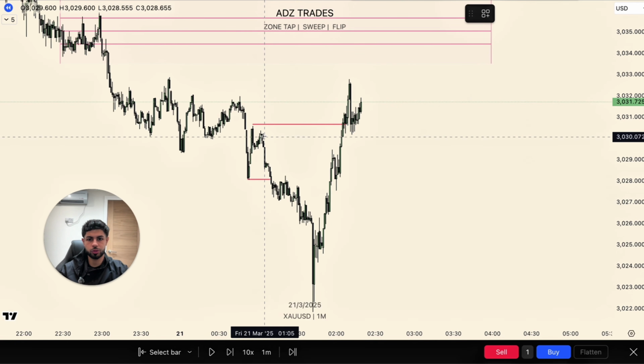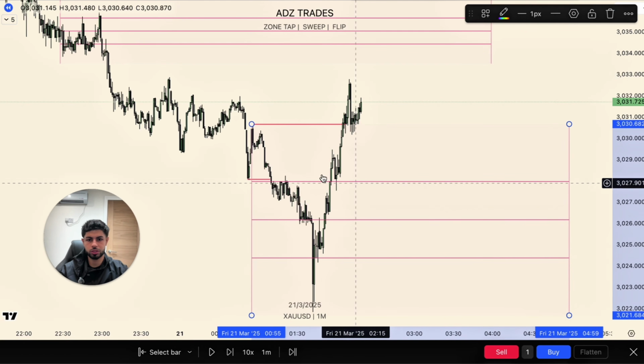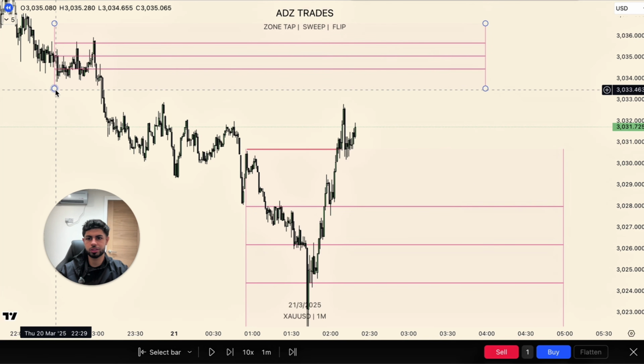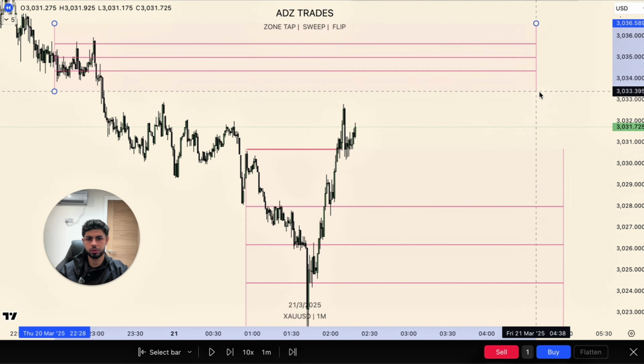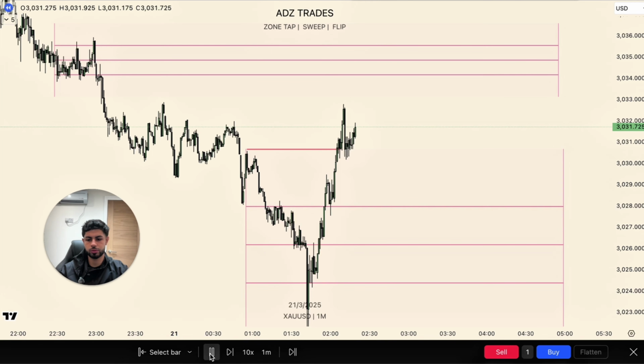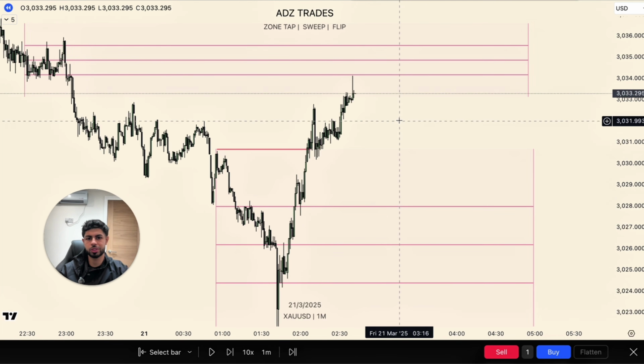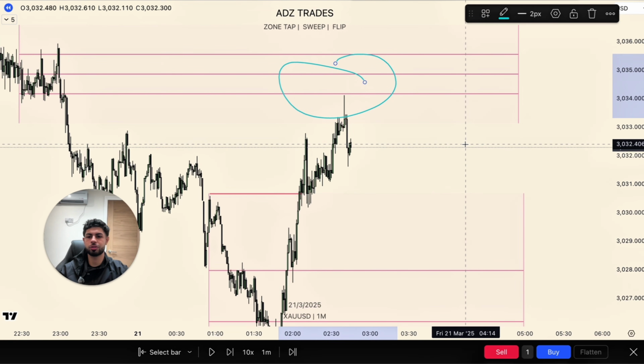So what should we focus on? Bullish zones only, okay? And as we come into this zone here above, let's play out. Okay, we tapped into it. Now, is this here a valid area of supply?